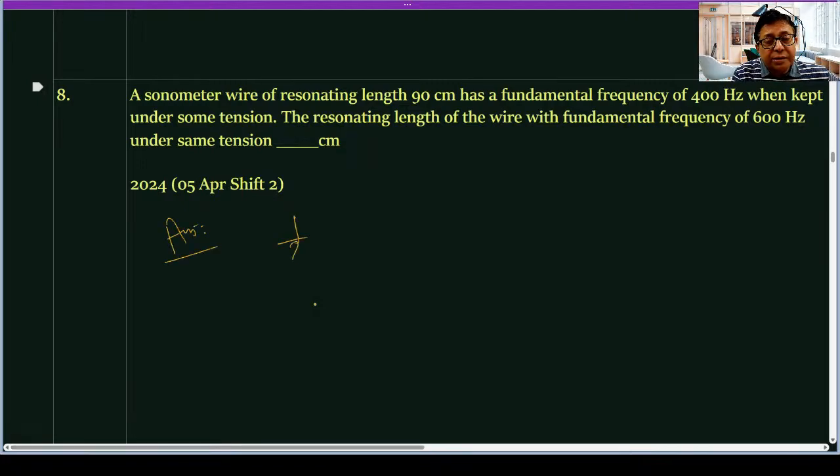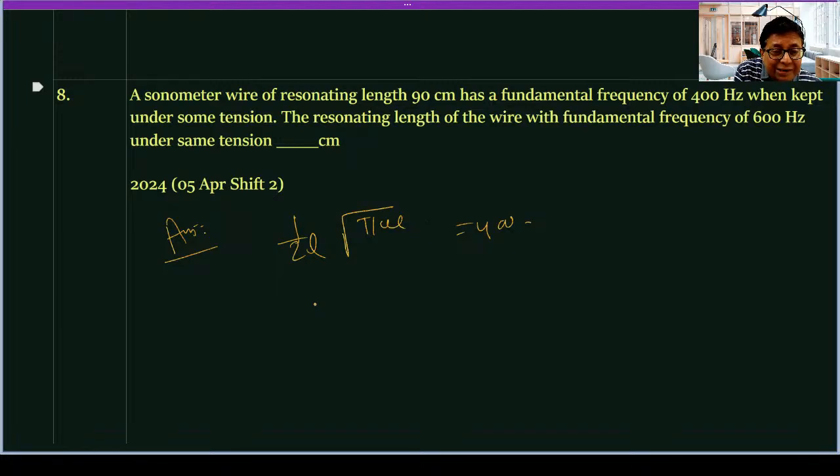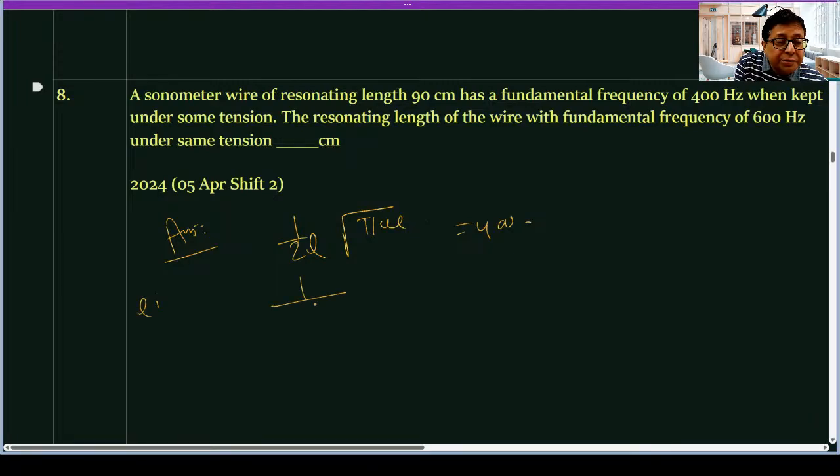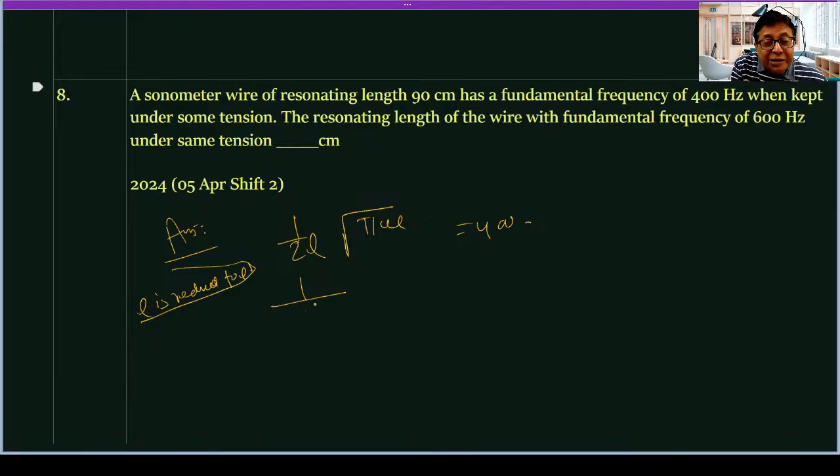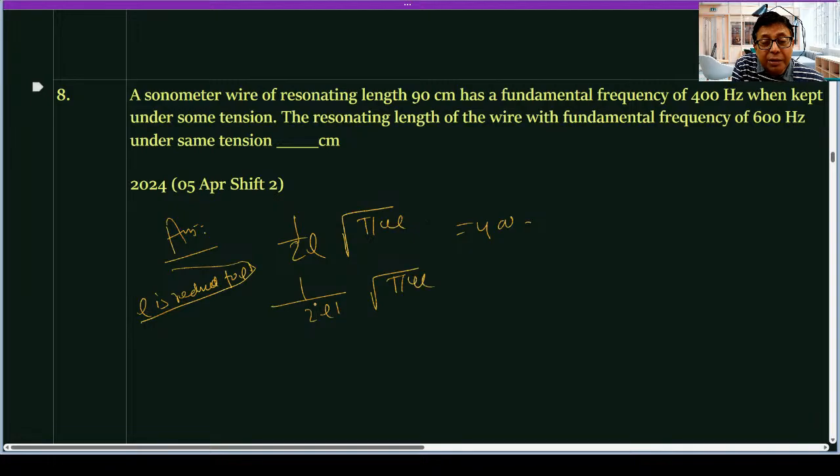Just as we have done, the fundamental frequency is 1 by 2L root over T by mu, which is equal to 400 Hz, as given. Now to get 600 Hz, we need to reduce L. Let L be reduced to L dash. So 1 by 2L dash root T by mu is equal to 600 Hz, as given.